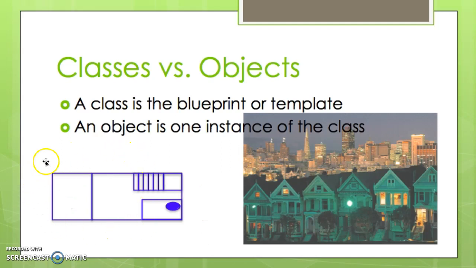Just a little visual here. We have our blueprint on this side, which is showing how a house would be constructed, the size of the rooms, where the staircase is. And then we also have a picture here of our row houses in San Francisco, where you can tell each one has used the same blueprint, but the address is different, the color the house has been painted is different, the facades are somewhat different. So they all come from the same structure, but they have different properties.